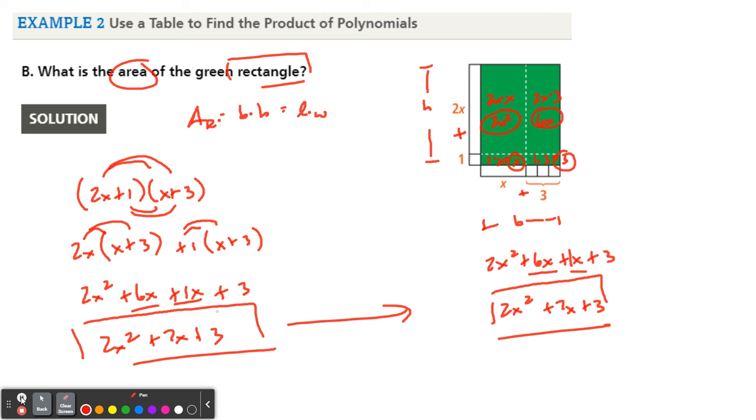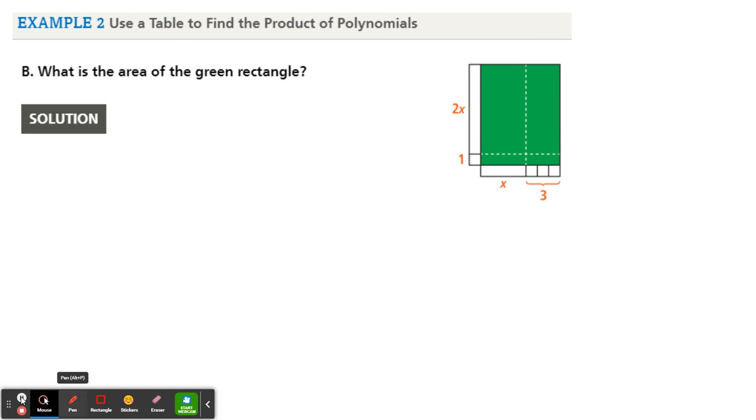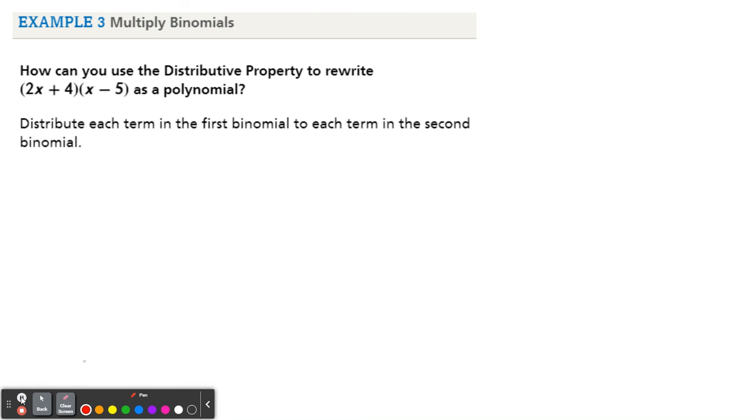All right, last but not least, let's do one more of these distribution problems. It says, how can you use the distributive property to write as a polynomial? So again, this is the idea of distributing the first binomial to each term in the second. This is what we're doing here. I've done it for the last 2 problems. Distributing the first binomial to each term in the second binomial. So we'll do that here. So 2x plus 4 times x minus 5.